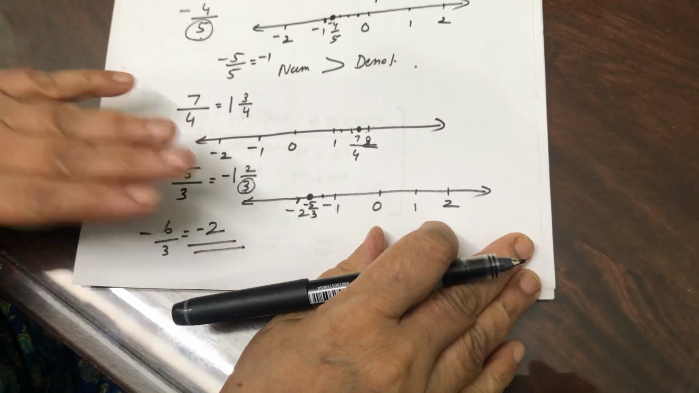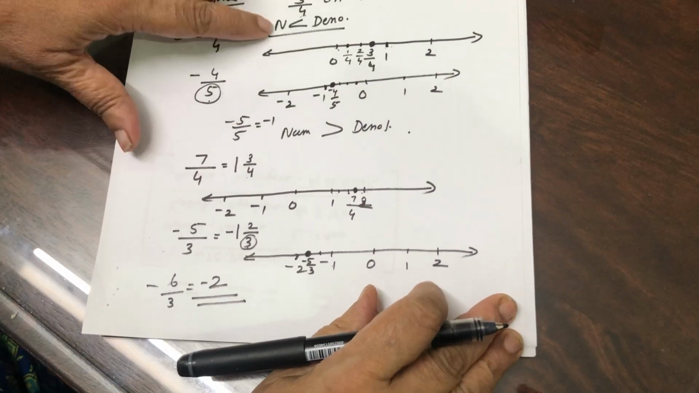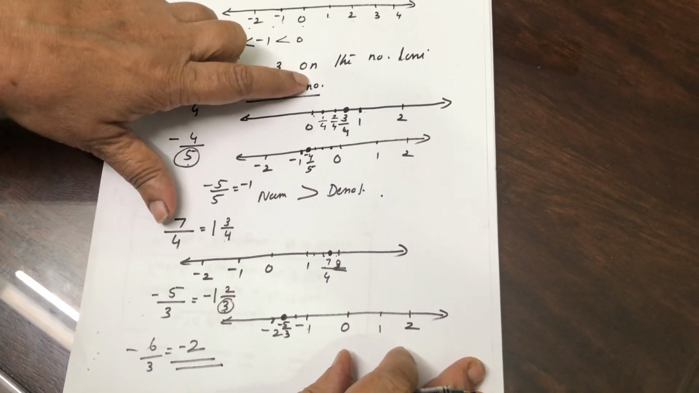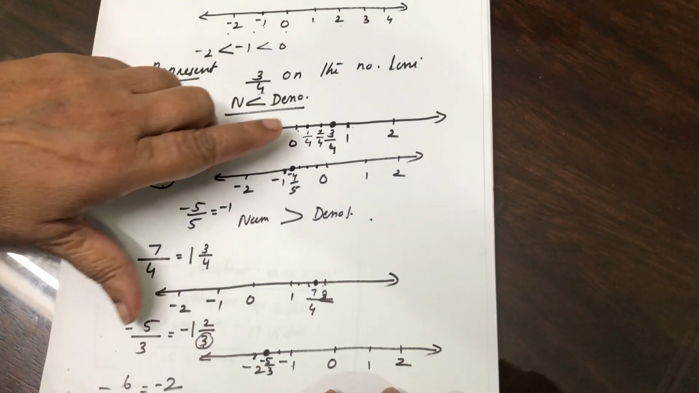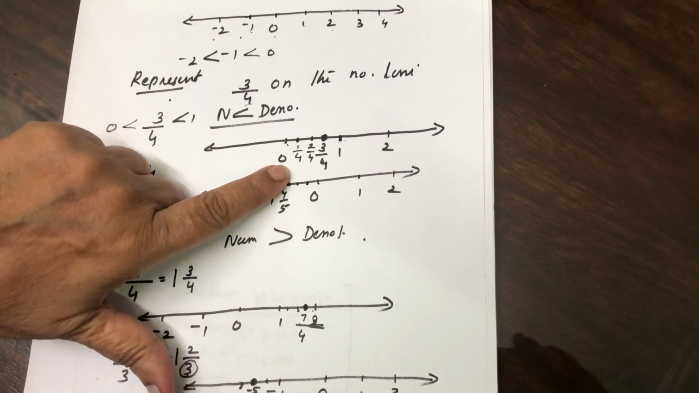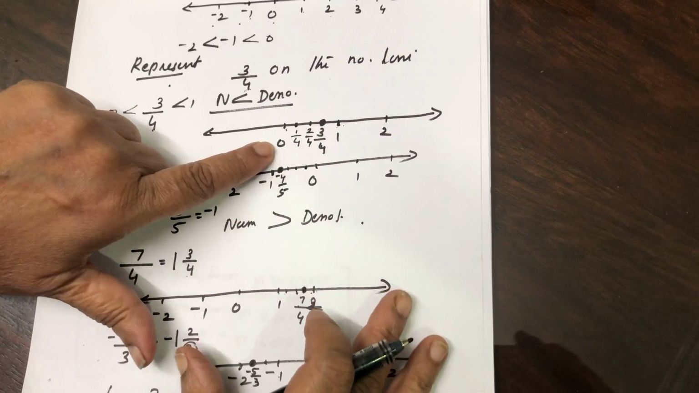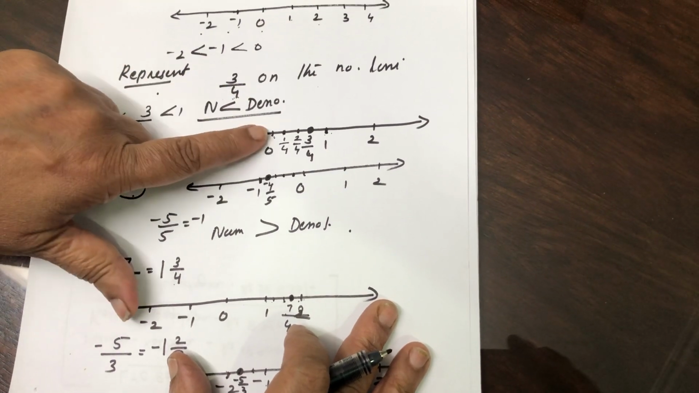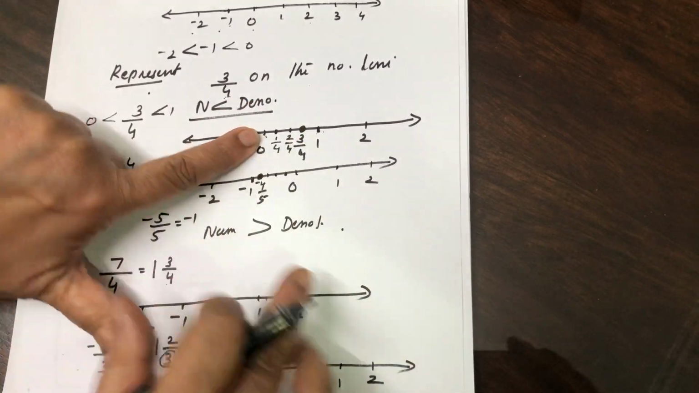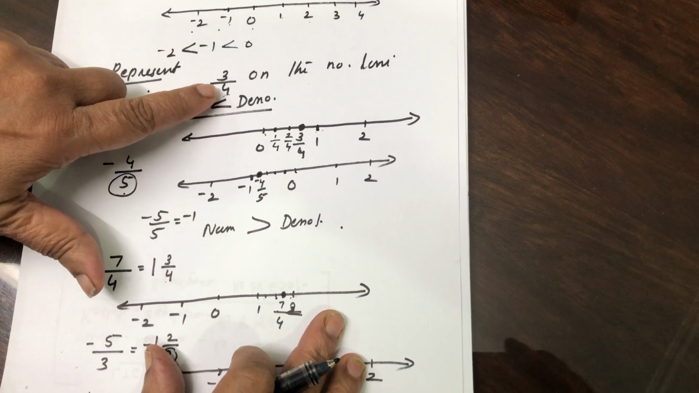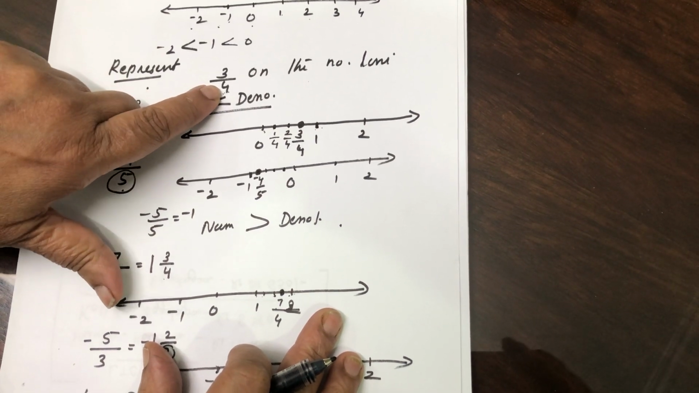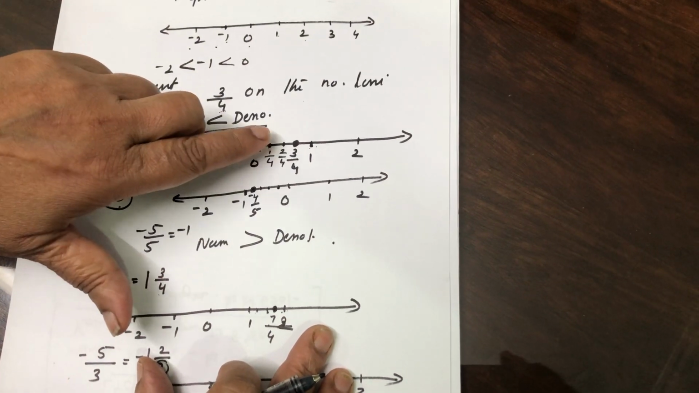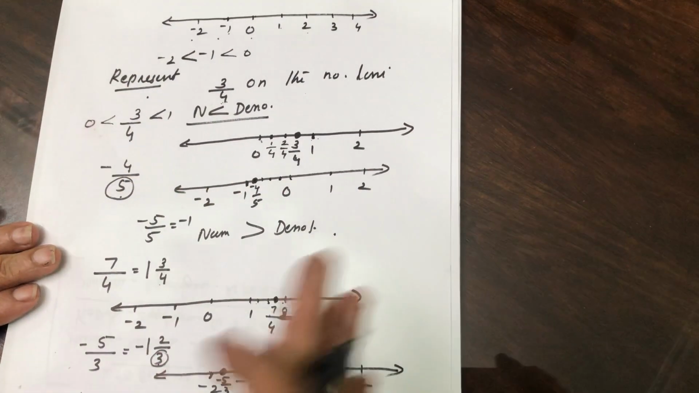So I have shown you both. One is where the numerator is less than the denominator. If the numerator is less than the denominator, that first one unit is divided into equal parts. How many equal parts? You have to see the denominator. You have to divide that unit into that number of equal parts, equal to the denominator. And the numerator means that many parts you have to move.